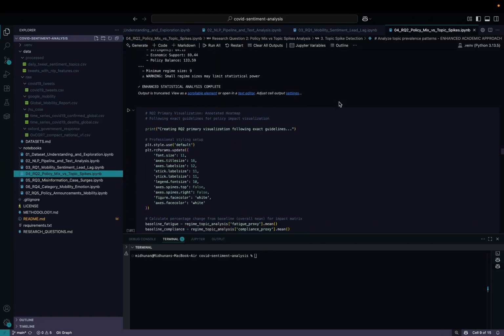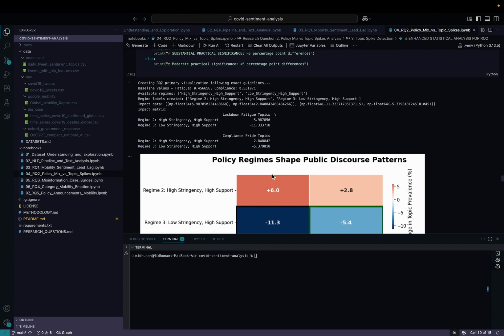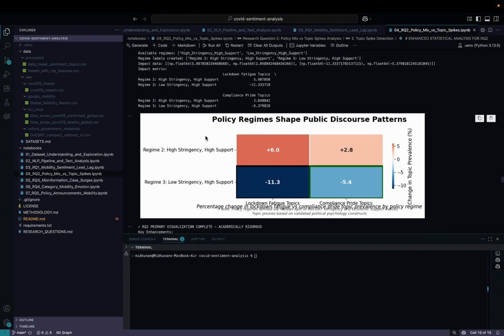So this is basically, once again, a heat map between the stringency, that is low and high, and then the topics: the lockdown fatigue topics, and then the compliance pride topics. This heat map also has a legend which depicts the change in topic prevalence. So that is -10, which indicates the dark blue, and -5 is for orange, which is the high change in topic prevalence. So I'll explain one example alone.